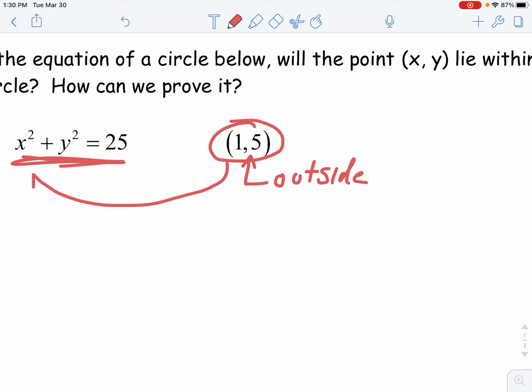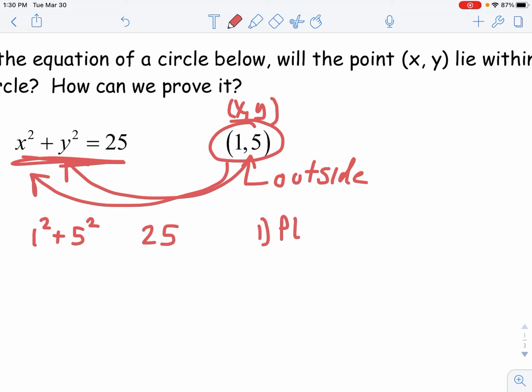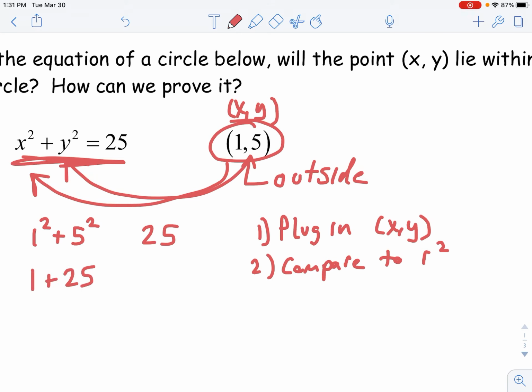So what I'm going to do is plug in 1 and 5. Remember, x, y is (1, 5). So (x) becomes 1 squared plus (y) becomes 5 squared. And I'm not going to write equals. I'm going to compare it. All right, so how can I prove it? Plug in x, y, compare to r squared. Because remember, 25 is r squared. It's not the radius, it's the radius squared. So I'm going to get 1 squared is 1, 5 squared is 25, so I'm going to get 26.